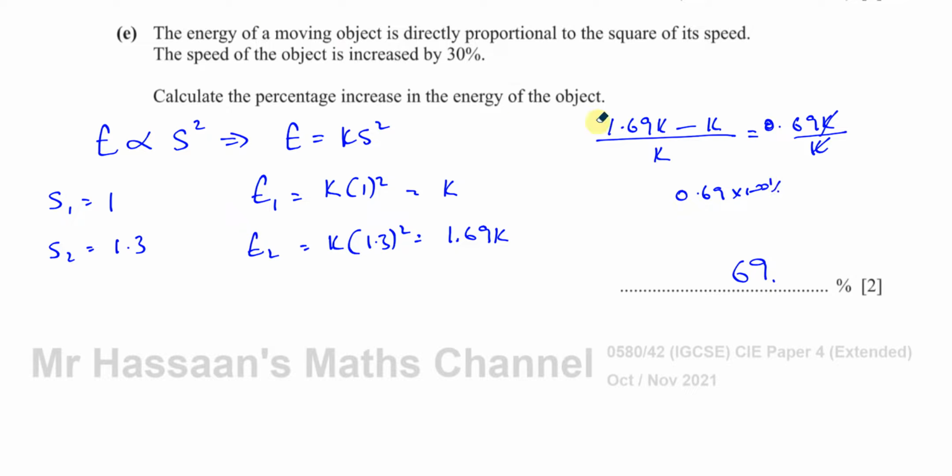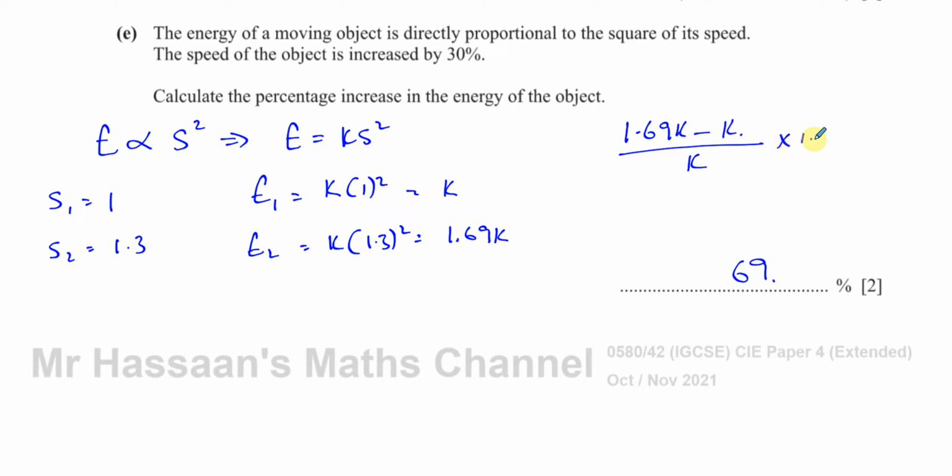Let me rewrite that in another way. If you want to find the percentage increase, you have the difference, which is 1.69k minus k. That's the difference between the two values over the original value, which was k. And you multiply that by 100% to make it into a percentage. That gives you 0.69k over k times 100%. The k is cancelled out, and you're left with 69%. And there's the answer to part E. So there's part E of this question.